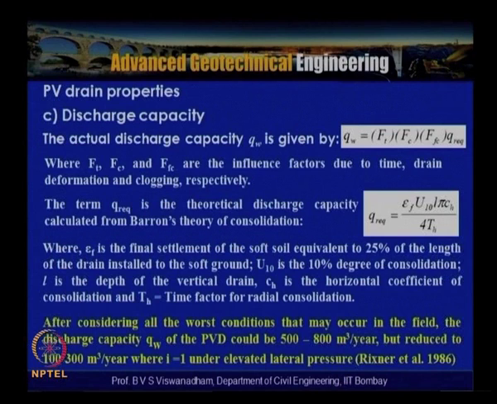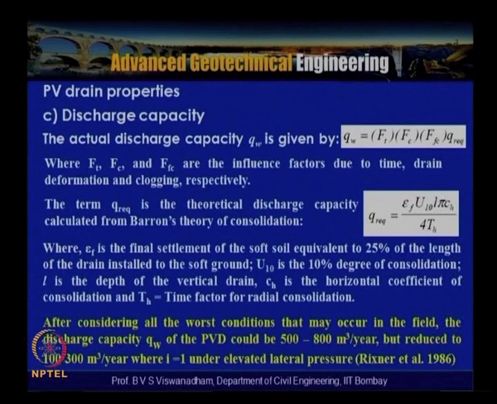So, that Q required can be obtained by epsilon F into U10 into L into pi Ch divided by 4 Th, where epsilon F is the final settlement of the soft soil equivalent to 25% of the length of the drain installed in the soft ground, and U10 is the 10% degree of consolidation, L is the depth of vertical drain, and Ch is the horizontal coefficient of consolidation, and Th is the time factor for the radial consolidation.